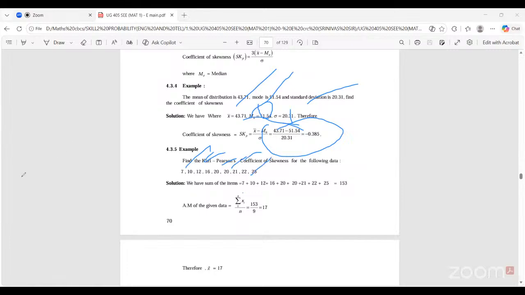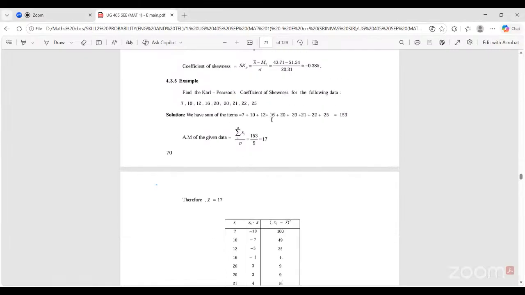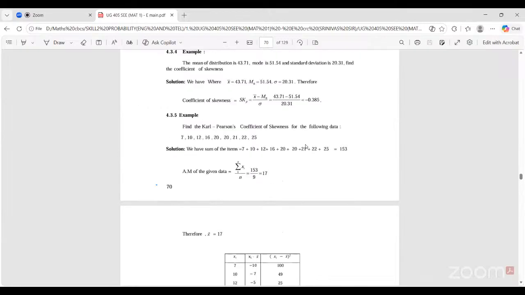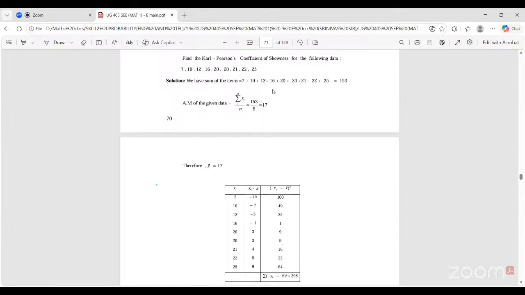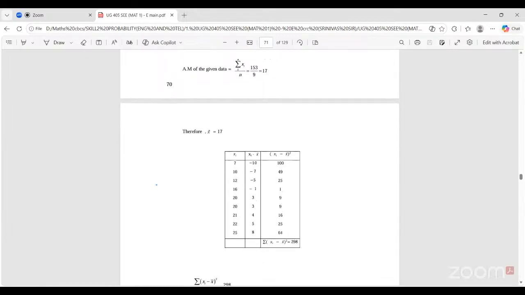Find the Karl Pearson coefficient of skewness of the following data: 7, 10, 12, 16, 20, 20, 21, 22, 25. This is in ascending order. The total is 153, divided by 9, so the mean is 17. Now we take the deviations from the mean.